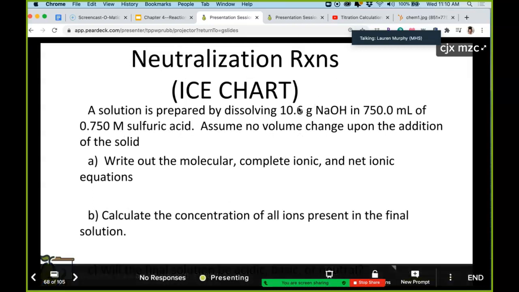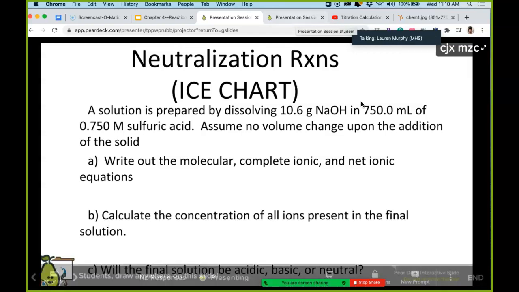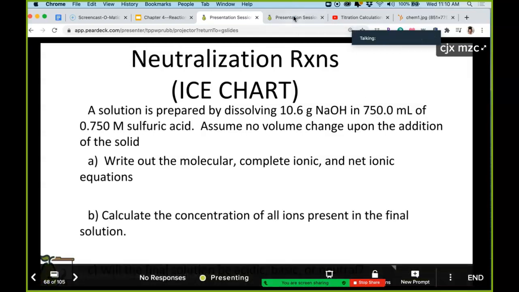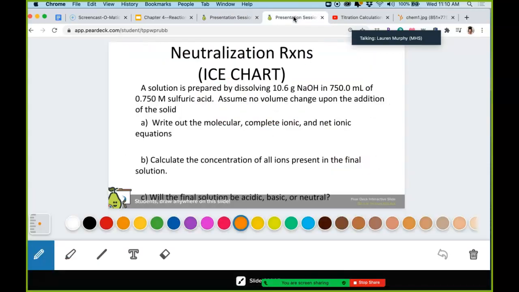If I know the mass of sodium hydroxide, what can I get? If I know grams, I can turn it into what? Moles. Yep, moles, volume. And then you can turn it into molarity because you know what volume container it's going to be in. So let's find the molarity of sodium hydroxide.